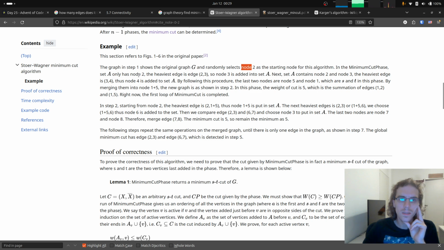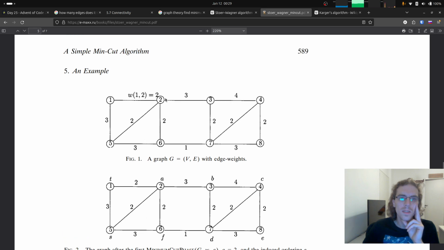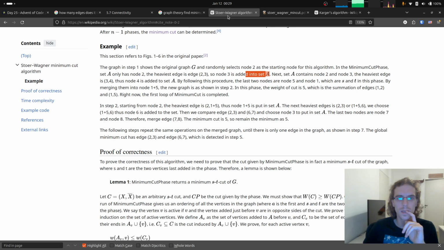A only has node 2. The heaviest edge is edge 2-3, so node 3 is added into set A. Okay, so we start with 2, then we need to see which of the other nodes is the most tightly connected, and since it's only one vertex, one node, it will be the maximum weight. Since we have an undirected, unweighted graph, that will be just anything that is connected to 2 in our case. So, okay.